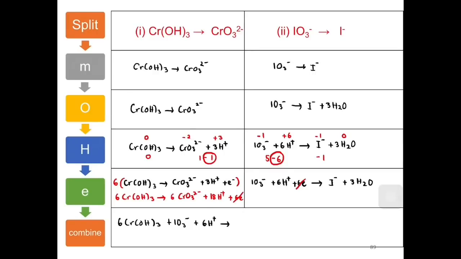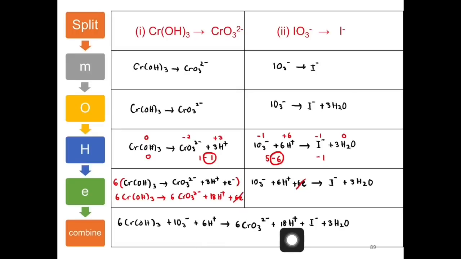And on the product side, we have 6CrO4 2 minus plus 18H plus, and here we have I minus and 3H2O. Now let's recheck this equation.